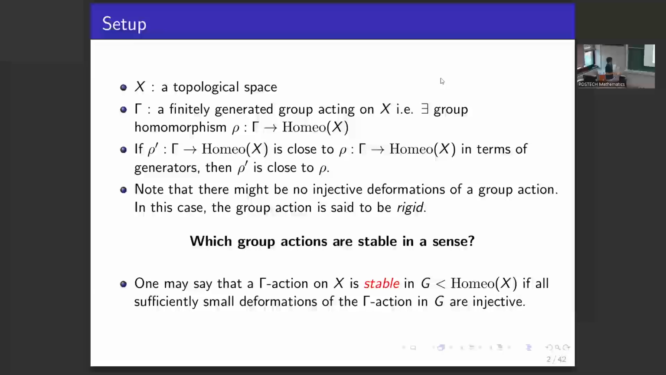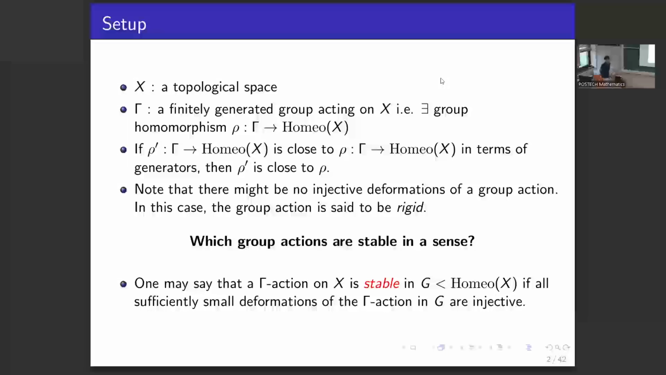Usually gamma is a subgroup of the homeomorphism group of X, so rho is just the inclusion map. Then there might be no injective deformation of the original gamma action. In this case, we say that the group action is rigid, meaning there is no deformation of the action. This is the main question of our study: which group actions are stable in some sense?